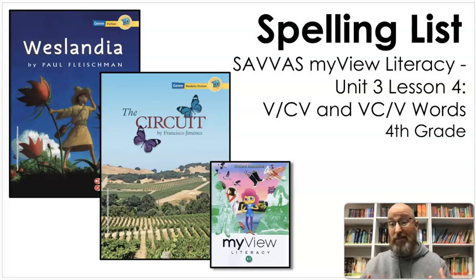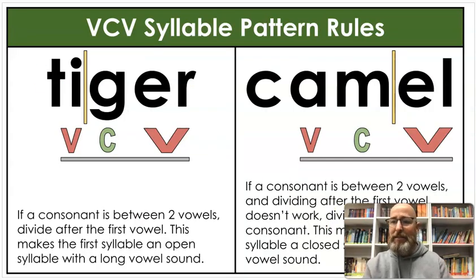This week we are in SAVVAS MyView Literacy Unit 3, Lesson 4. We have a couple different stories this week, Westlandia and the Circuit, and for 4th grade. And our pattern this week is VCV and VCV words. Now, what does that mean? I'm going to slide myself around in a minute, but first, let's look at what this can mean.